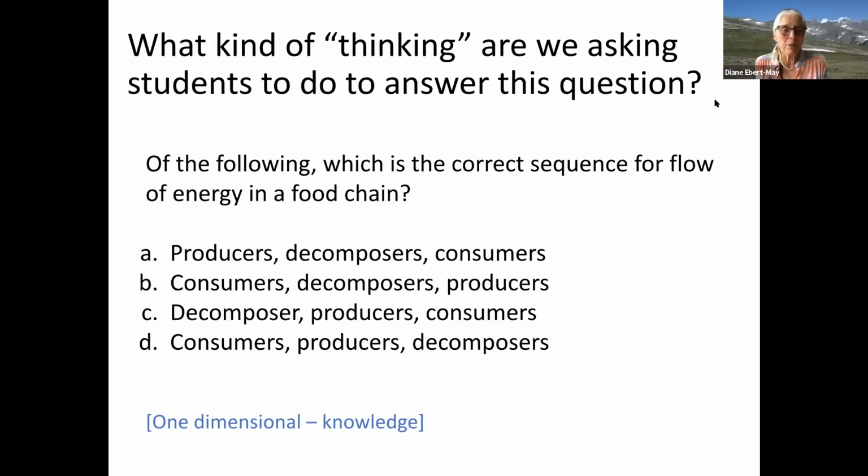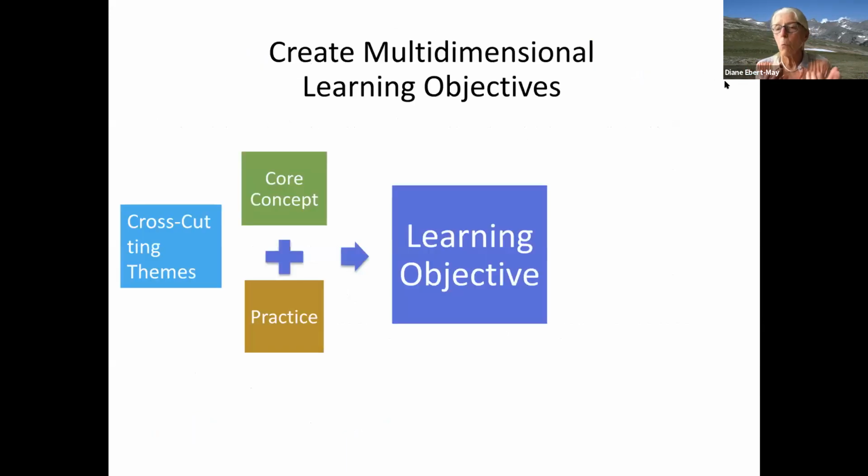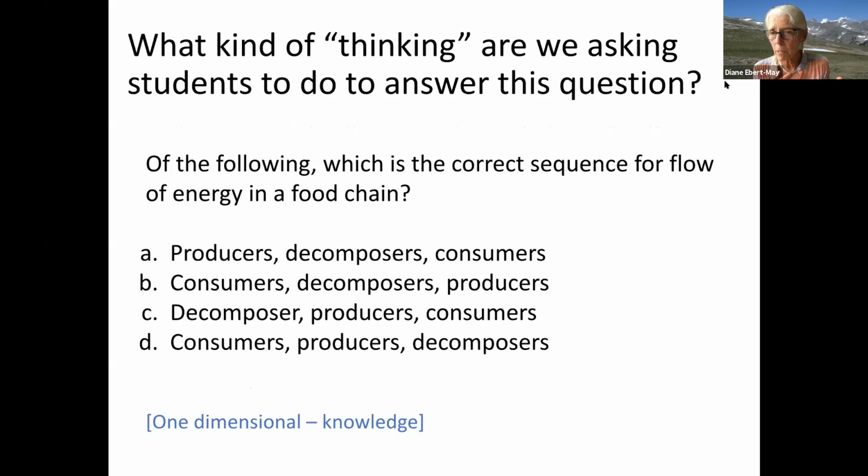You're memorizing, it's one dimension. It's not that it's unimportant. Yes, we want our students to know the difference between producers, consumers, and decomposers, but this is a very one-dimensional kind of thing. So now let's imagine you wanted to make this a multi-dimensional multiple choice question. In this workshop, we're going to do both what we call in our research selected response and constructed response, because selected response can be more than just multiple choice. All right, so go to the next one.